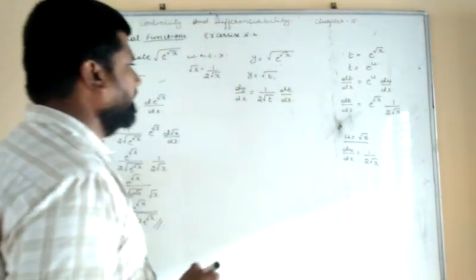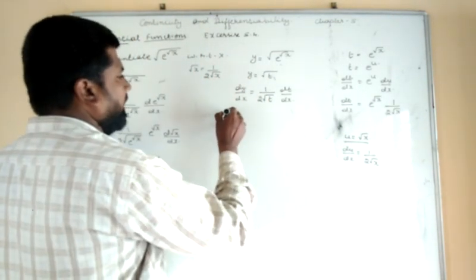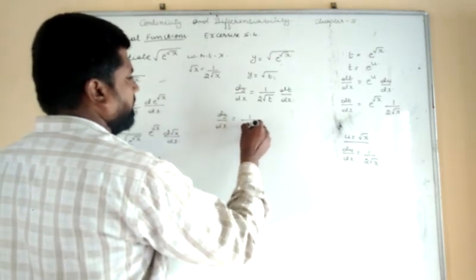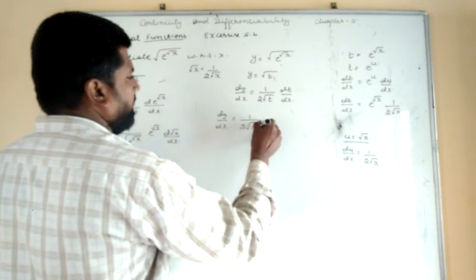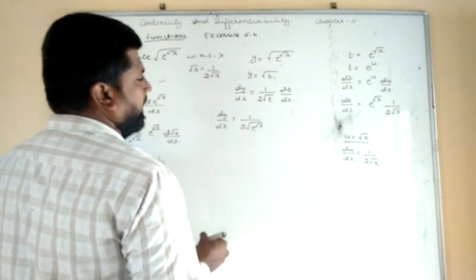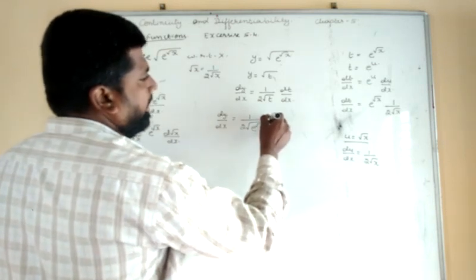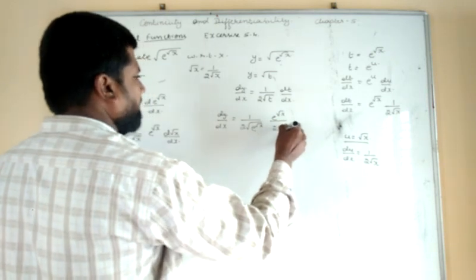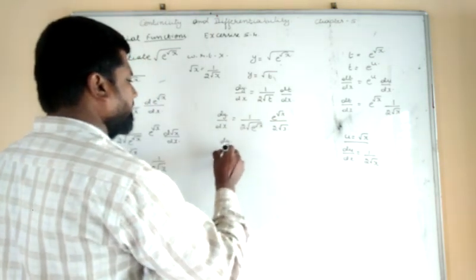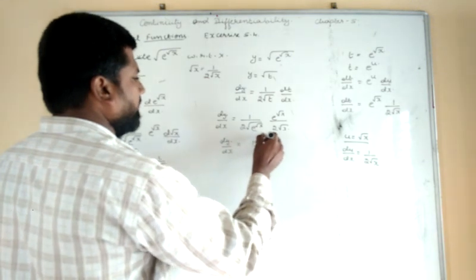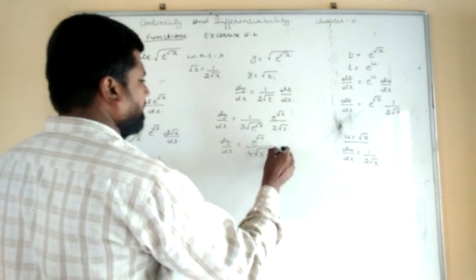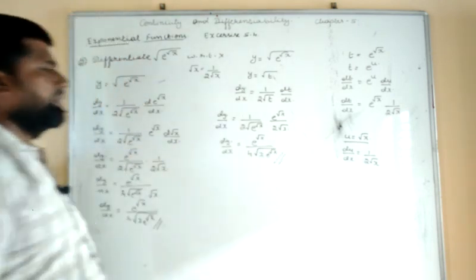So substitute in this. To substitute t value, dy by dx is equal to 1 by 2 root e to the power of root x into e to the power of root x by 2 root x. If you multiply, dy by dx is equal to e to the power of root x by 4 root x into e to the power of root x is the answer. Okay, take down the next problem.